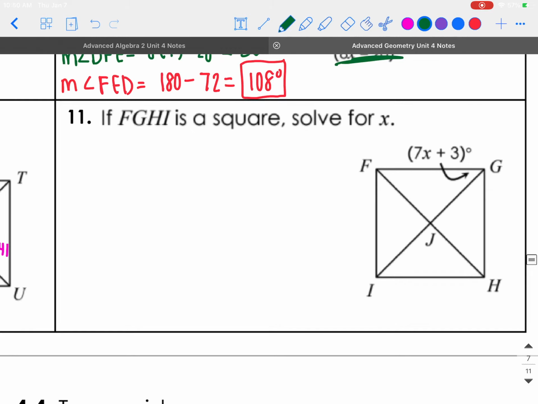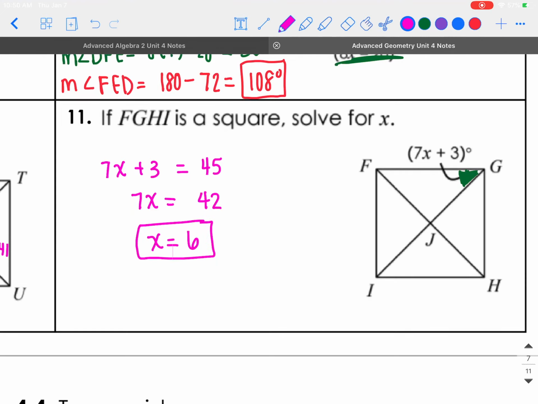Last question. All right, and this is a quick one. It tells us right here we have a square. You know what this specific angle measures. You know that it measures 45 degrees. So I'm going to set 7x plus 3 equal to 45. Subtract 3 from both sides. 7x equals 42. And divide by 7, we get x equals 6.